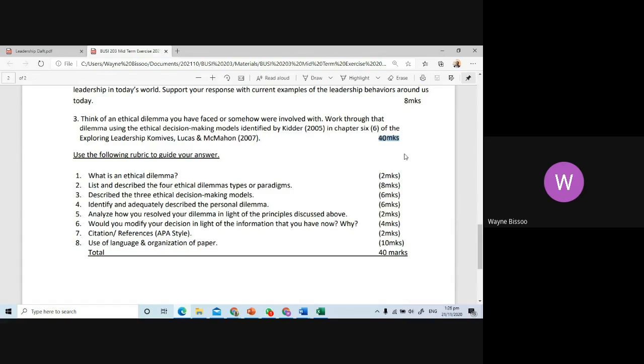And you're going to use the following rubric to guide how you're going to answer. You're starting off here for 2 marks, defining what is an ethical dilemma. Then you're going to list and describe the 4 ethical dilemma types or paradigms. That's for 8 marks. You all remember those? What are the ethical dilemma paradigms? Anybody? What about the group that presented it?